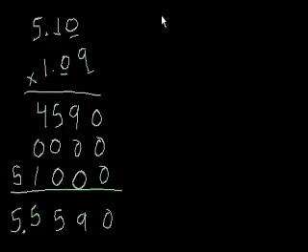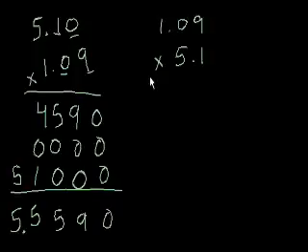Now what if we did like I was recommending, we actually ignore the 0. So I can actually rewrite it as 1.09 times 5.1. Because you know in multiplication, order doesn't matter. A times B is the same thing as B times A. 2 times 3 is the same thing as 3 times 2. So 1.09 times 5.1 is the same thing as 5.1 times 1.09. So let's just multiply this out. And notice, these are the same numbers. All I did is I took the 0 off.